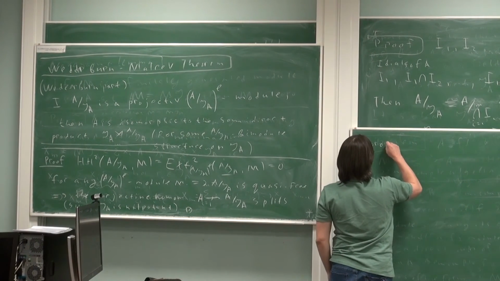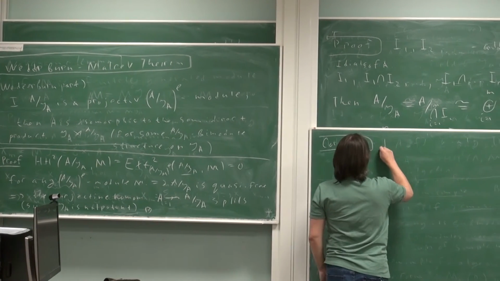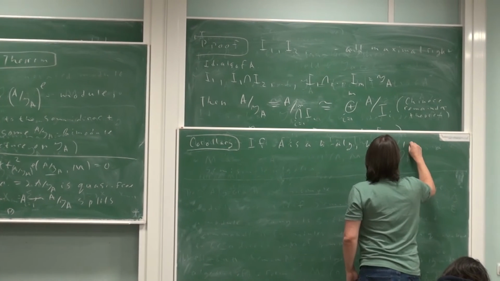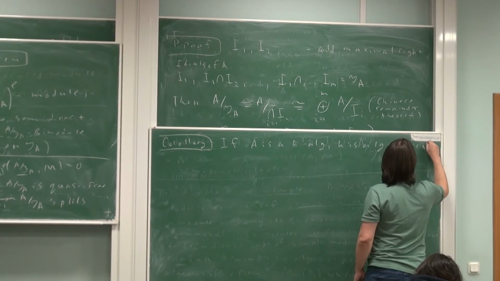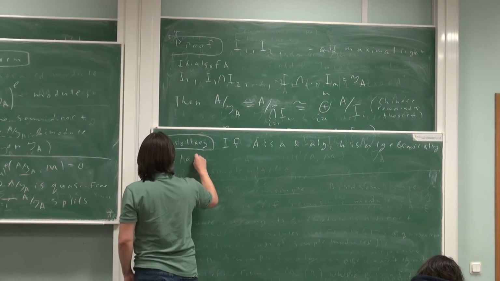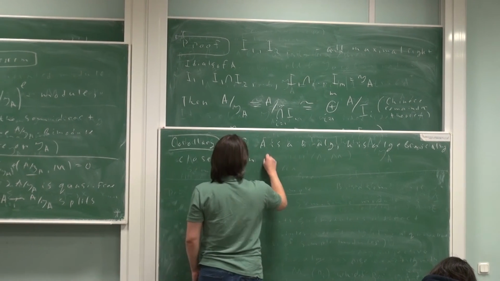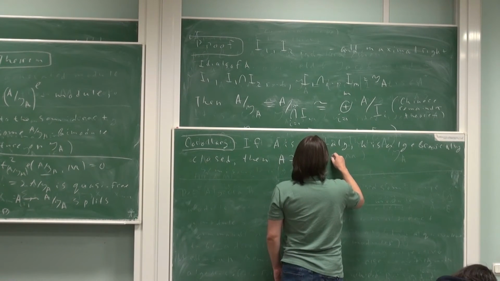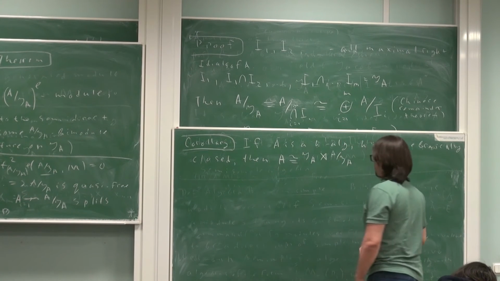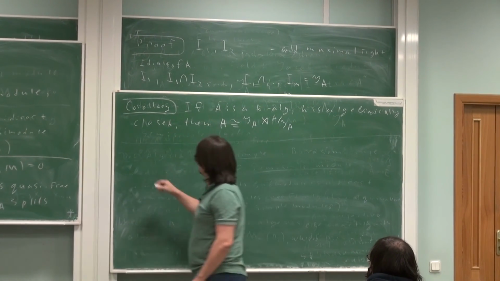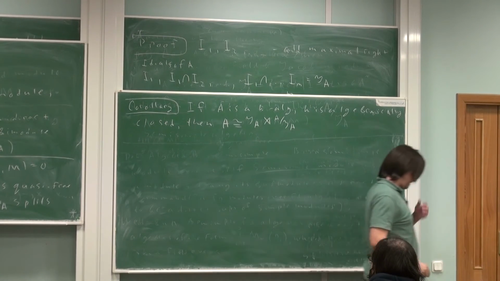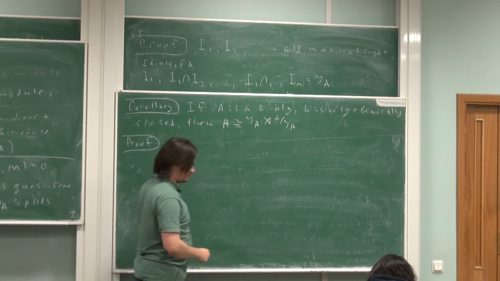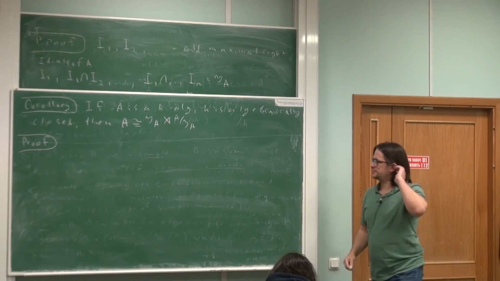So, corollary. If A is a K-algebra, K algebraically closed, then A is isomorphic to the semi-direct product of the Jacobson radical and the factor. And we will not prove this in the full sense, because in any case the proof requires the Wedderburn classification theorem.